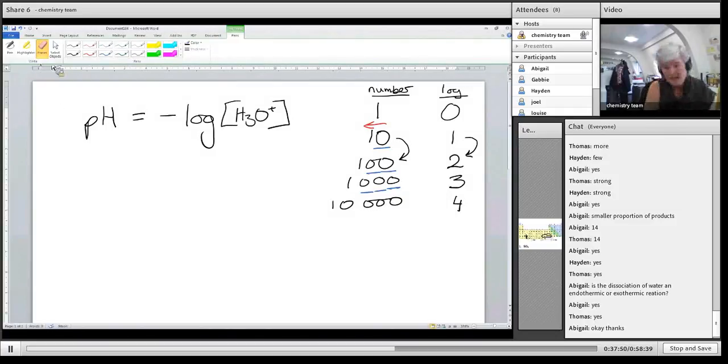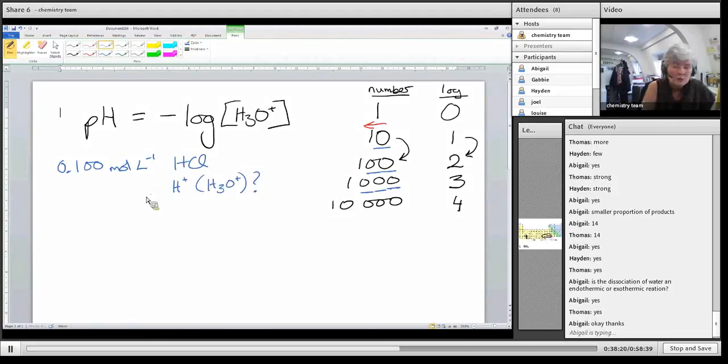For a strong acid, remember we said a strong acid dissociates completely. So if I have 0.100 mole per liter of HCl, and I put that into solution, how much H plus, or hydronium ion, have I got? What would it be?